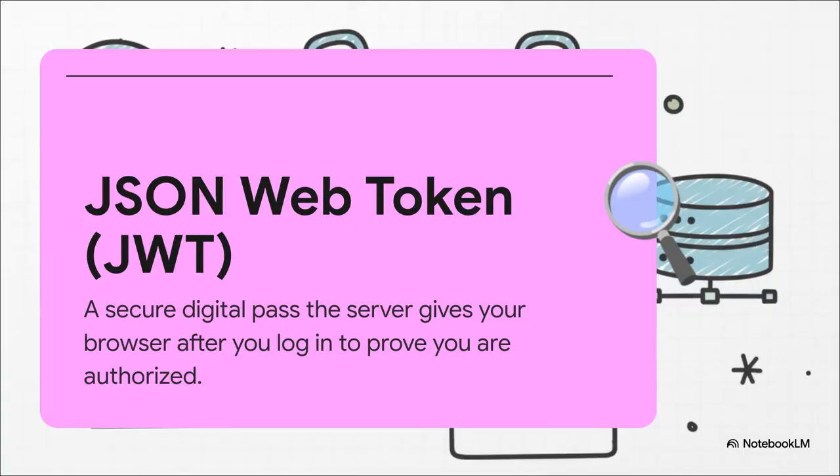A JWT, or JSON Web Token, is basically a digital wristband. Think about it. You go to a festival, you show your ID once at the main gate, and what do they do? They snap a wristband on you. For the rest of the night, you don't need to pull out your driver's license every time you want to get a drink or enter a different stage. You just flash the wristband. The JWT is exactly that, but for the internet.